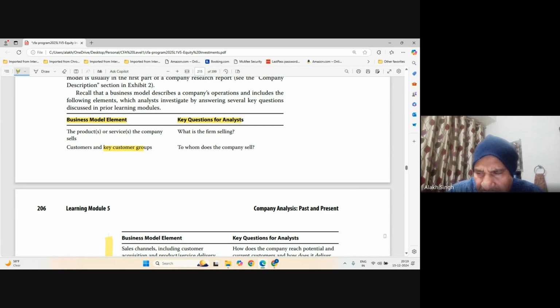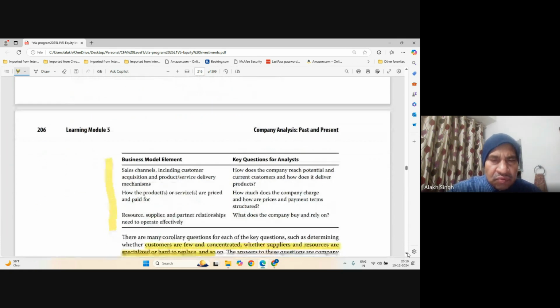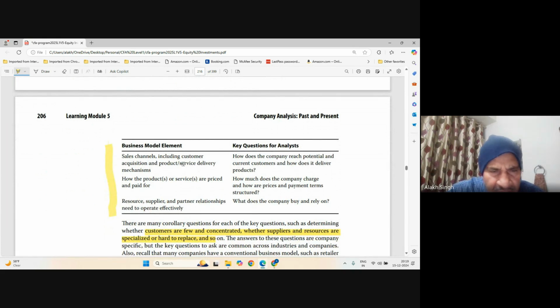So to whom does the company sell? That is the second thing about the business model. What is the firm selling? To whom is it selling? And sales channel: how does the company reach potential and current customers, and how does it deliver products?